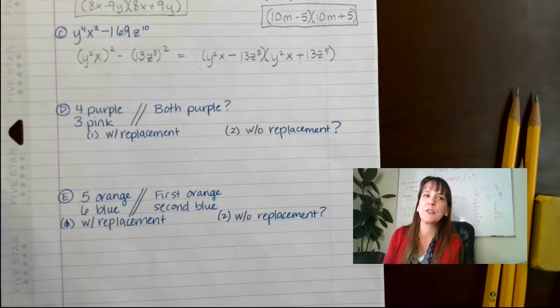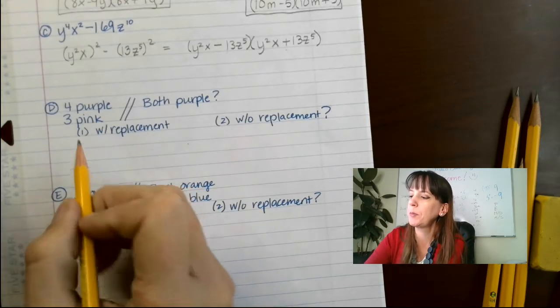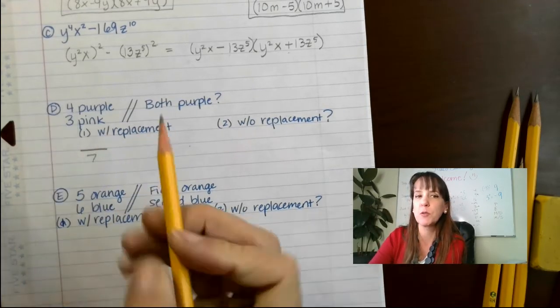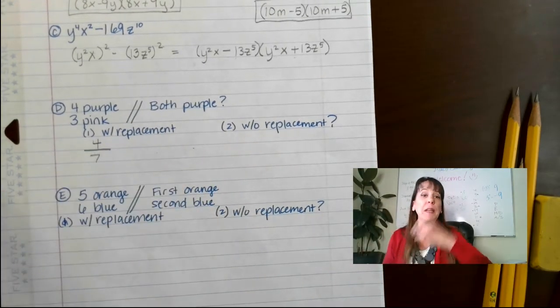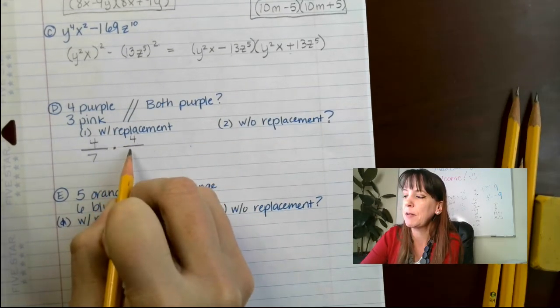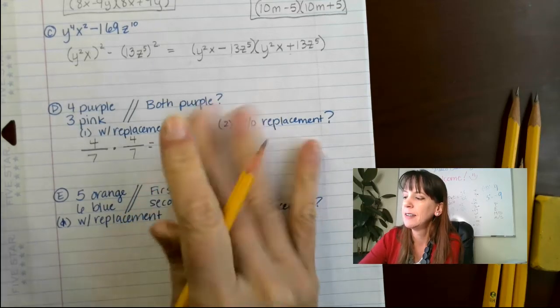Let's talk about this guy. So we have 4 purple, 3 pink. We want to draw both purple with replacement. So starting out, we have 7 possible, and 4 of those would be purple. Now we replace that back in, and again, we have 7 there, and we want to do purple again. That's going to be 4 out of 7, which gives me 16 out of 49.